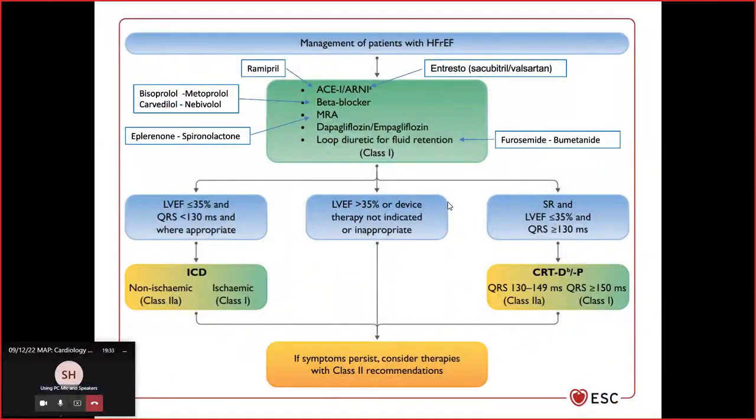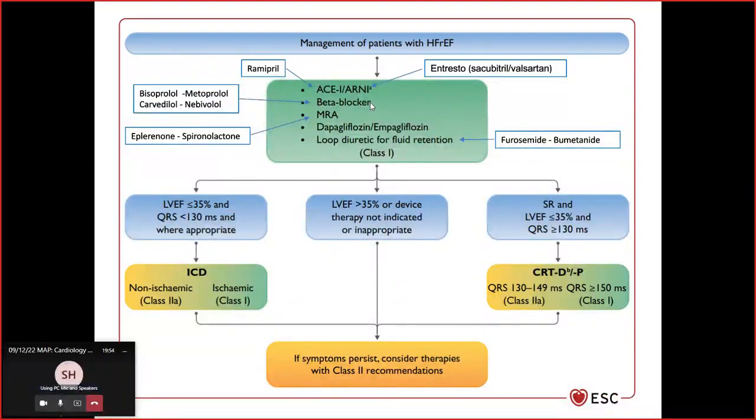When we come to management of a patient with heart failure with reduced ejection fraction, the first step is the medication or the medical treatment optimization. We start with ACE inhibitor, angiotensin receptor blocker, or angiotensin receptor neprilysin inhibitor, which is the Entresto, sacubitril valsartan.